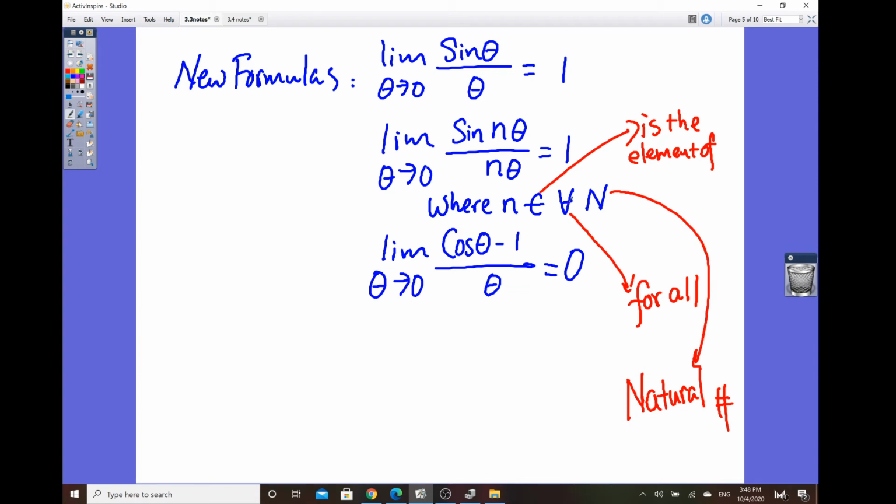Now what about cosine of theta minus 1 over theta as theta approaches 0? For this one, the limit is going to be getting close to 0. So we're going to use these formulas to find the following limits.